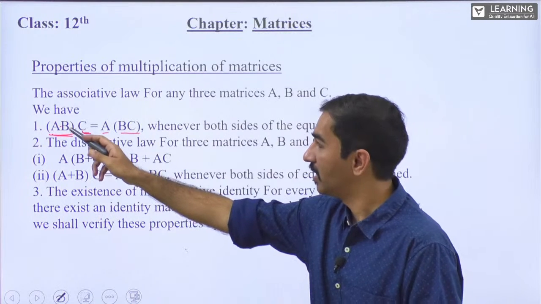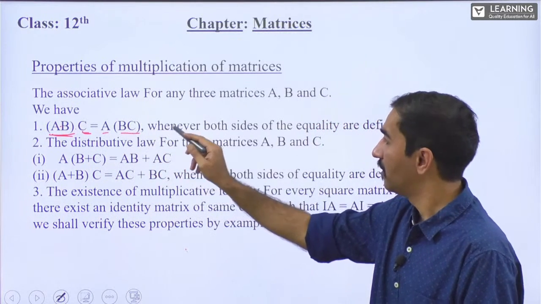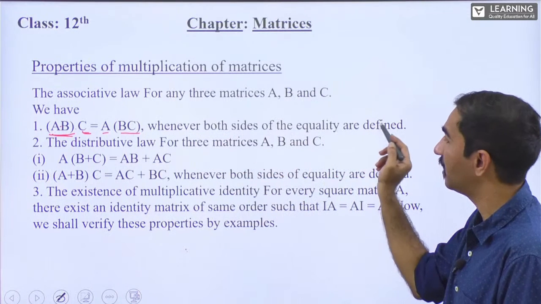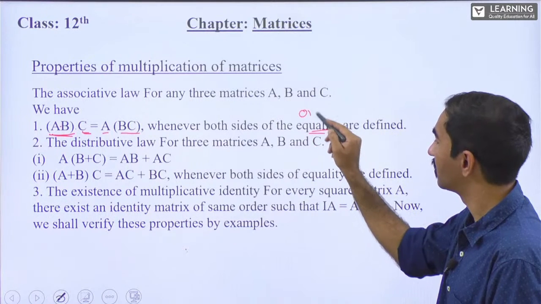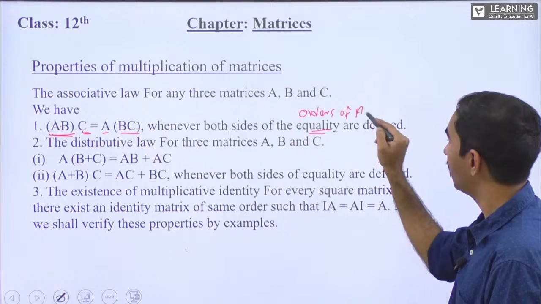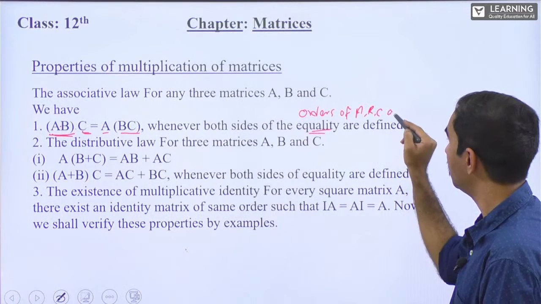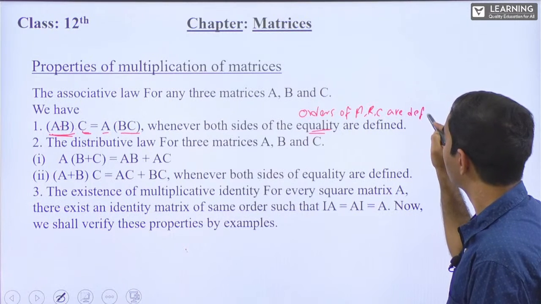So the very first one, what do we have? Associative law: (AB)C is equal to A(BC), whenever both sides of the equality are defined. What does it mean that the equality is defined? The orders of A, B, C are defined.